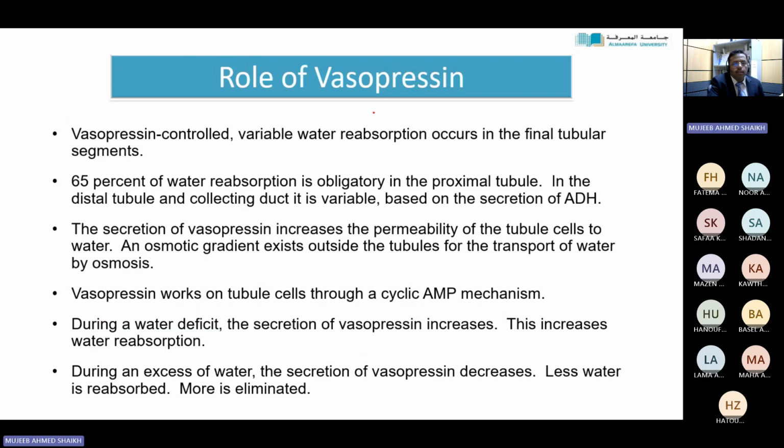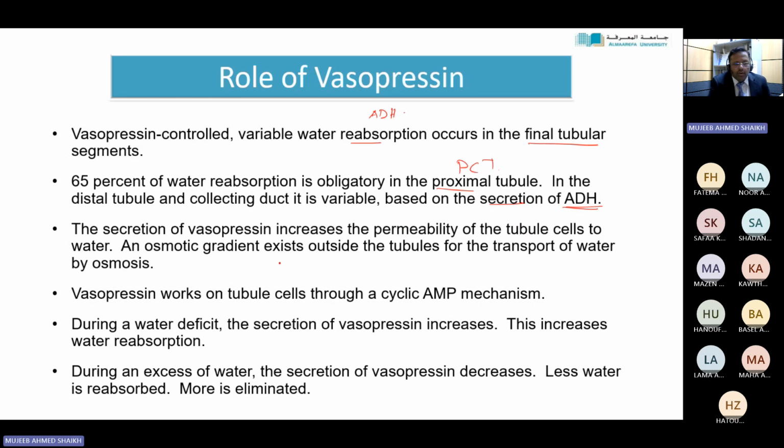Role of vasopressin. We have seen the role of the counter current multiplier system. Now we will see the role of vasopressin or ADH. Vasopressin controls the variable amount of absorption in the final tubular segments, that is the distal convoluted tubule and the collecting tubule. So we have seen that 65% reabsorption is obligatory in the proximal tubule, PCT, and then 15% in the loop of Henle, and a variable amount will be absorbed under the influence of ADH.